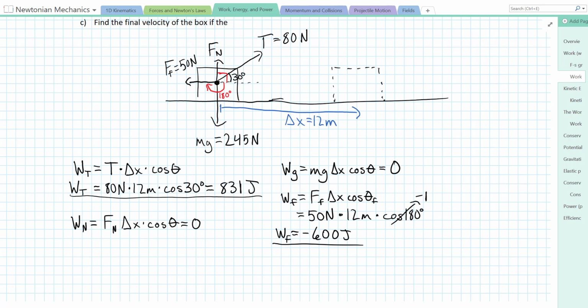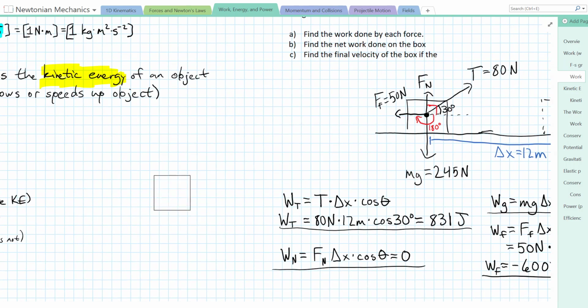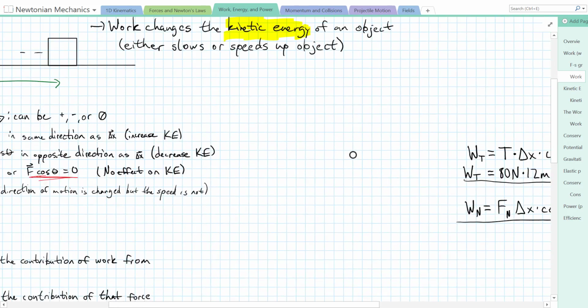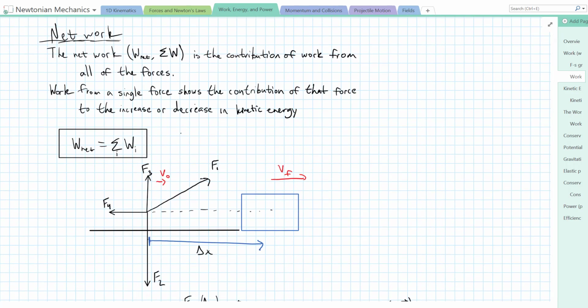Before we answer parts B and C, let's talk a little bit about net work and the work-kinetic energy theorem. I'm also going to underline each of our contributing works. 1, 2, 3, 4 forces, 4 works. So part B asks us to find the net work done on the box. And the net work is just the total work done on the box by all of the forces.